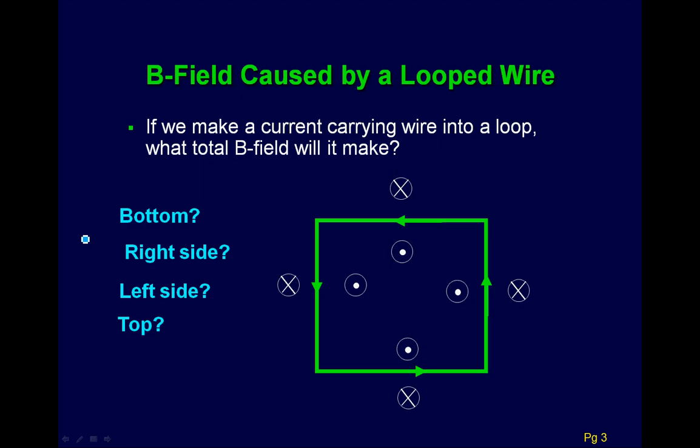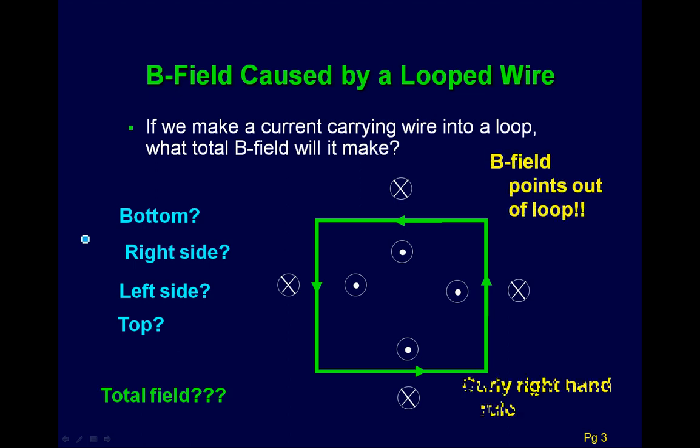So you see that the wire has a tendency for the field to be coming out of the page in the case where it is going counterclockwise. So where the current is going counterclockwise, the magnetic field is coming out of the page. So hopefully that's what you got. Points out of the loop, and we can use our curly right hand rule to figure this out.